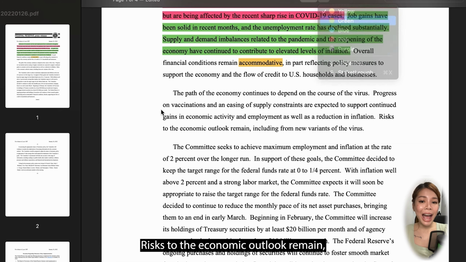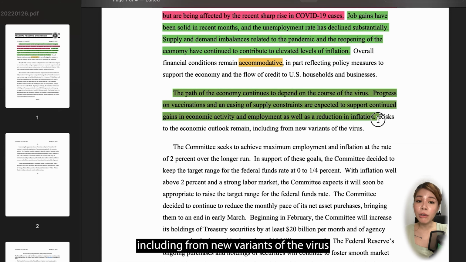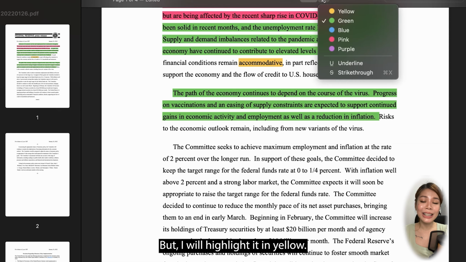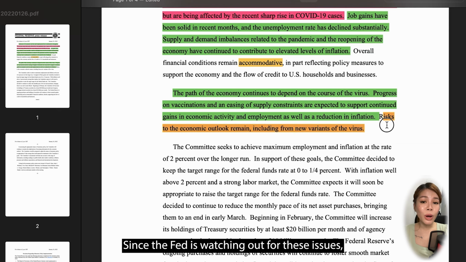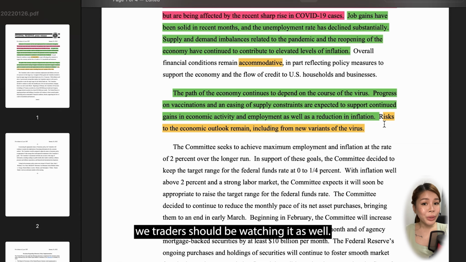Risks to the economic outlook remain, including from new variants of the virus. This is neither positive nor negative, but I will highlight it in yellow. Since the Fed is watching out for these issues, we traders should be watching it as well.